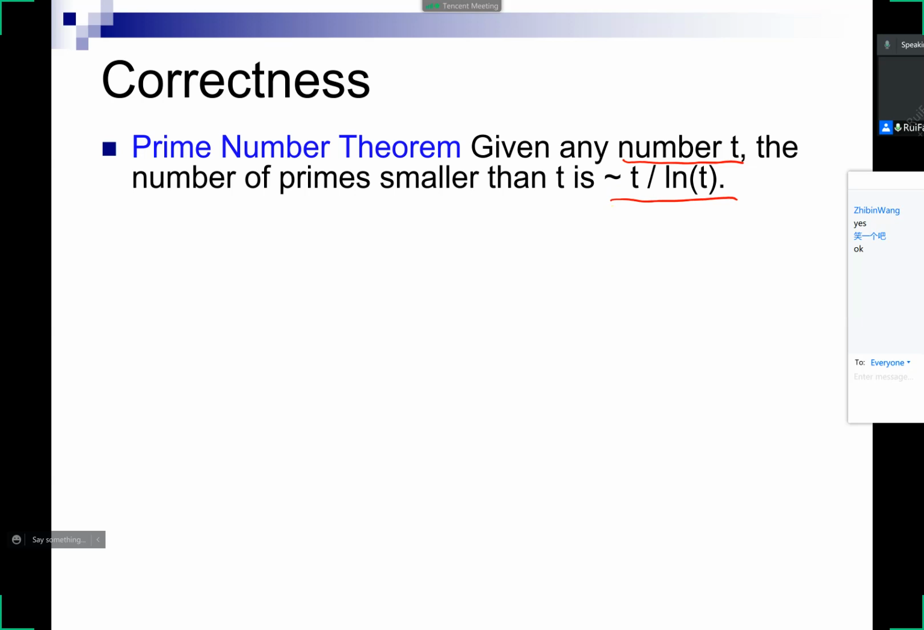For example, if t is 1,000, then the natural log of t is something like 7. That means the number of prime numbers less than 1,000 is about 1,000 divided by 7, so there are about 140 prime numbers less than 1,000. There's some approximation factor here, and we're not going to get into how good this approximation is, but as a first order approximation, this is a correct result.